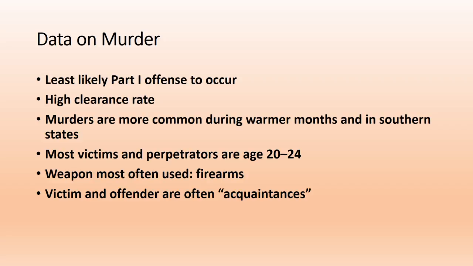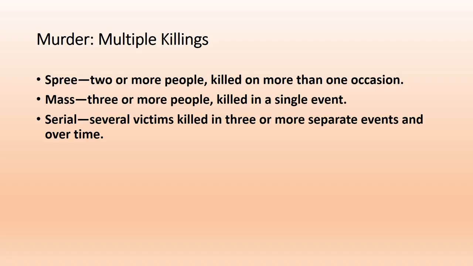Then we have multiple killings. We have spree killers, we have mass killers, and we have serial killers. Now, spree is two or more people killed on more than one occasion, and this would be sort of like the DC sniper case. Then we have a mass killing. This is three or more people killed in a single event in one geographical location. That would be these school shootings that you see. There have been several decades ago, McDonald's killings, Columbine. These are mass killings.